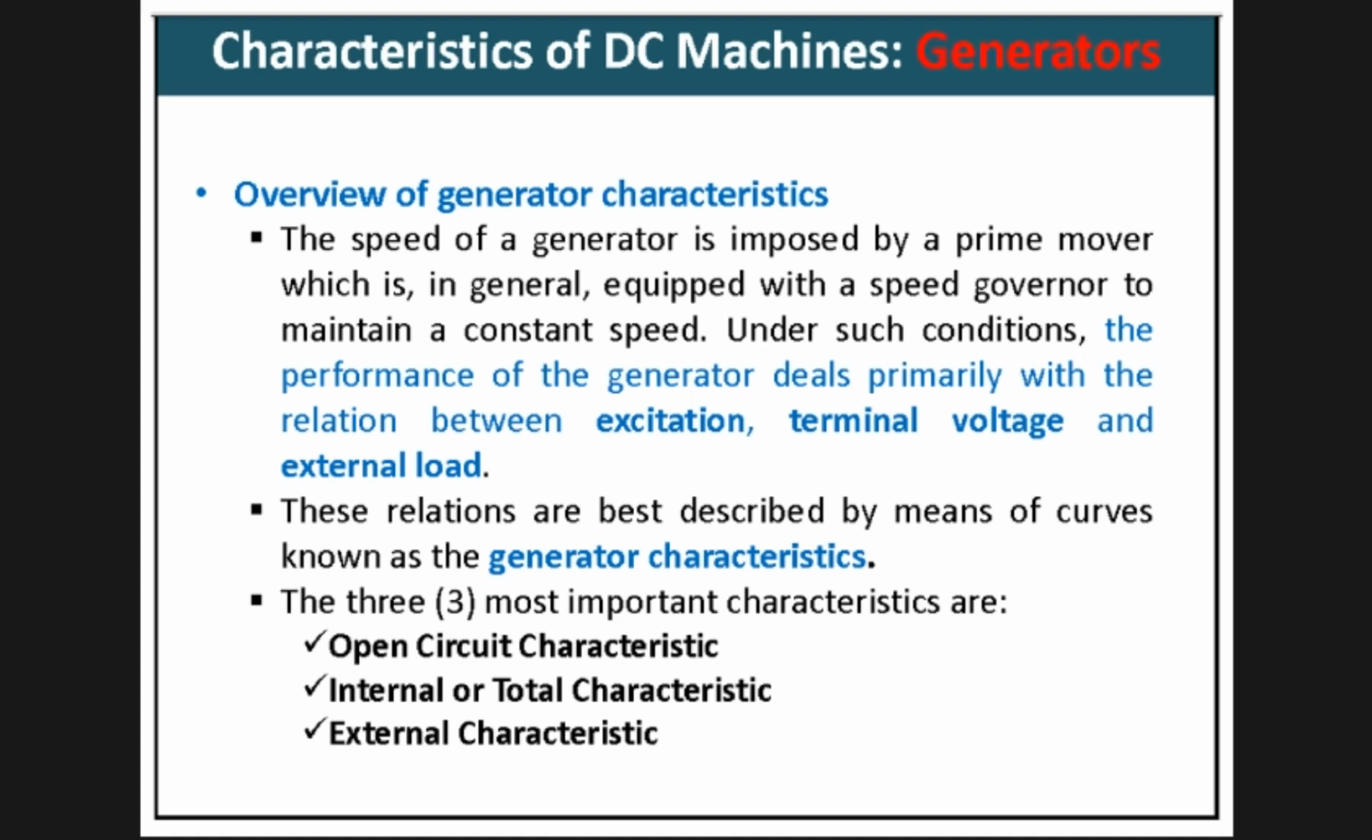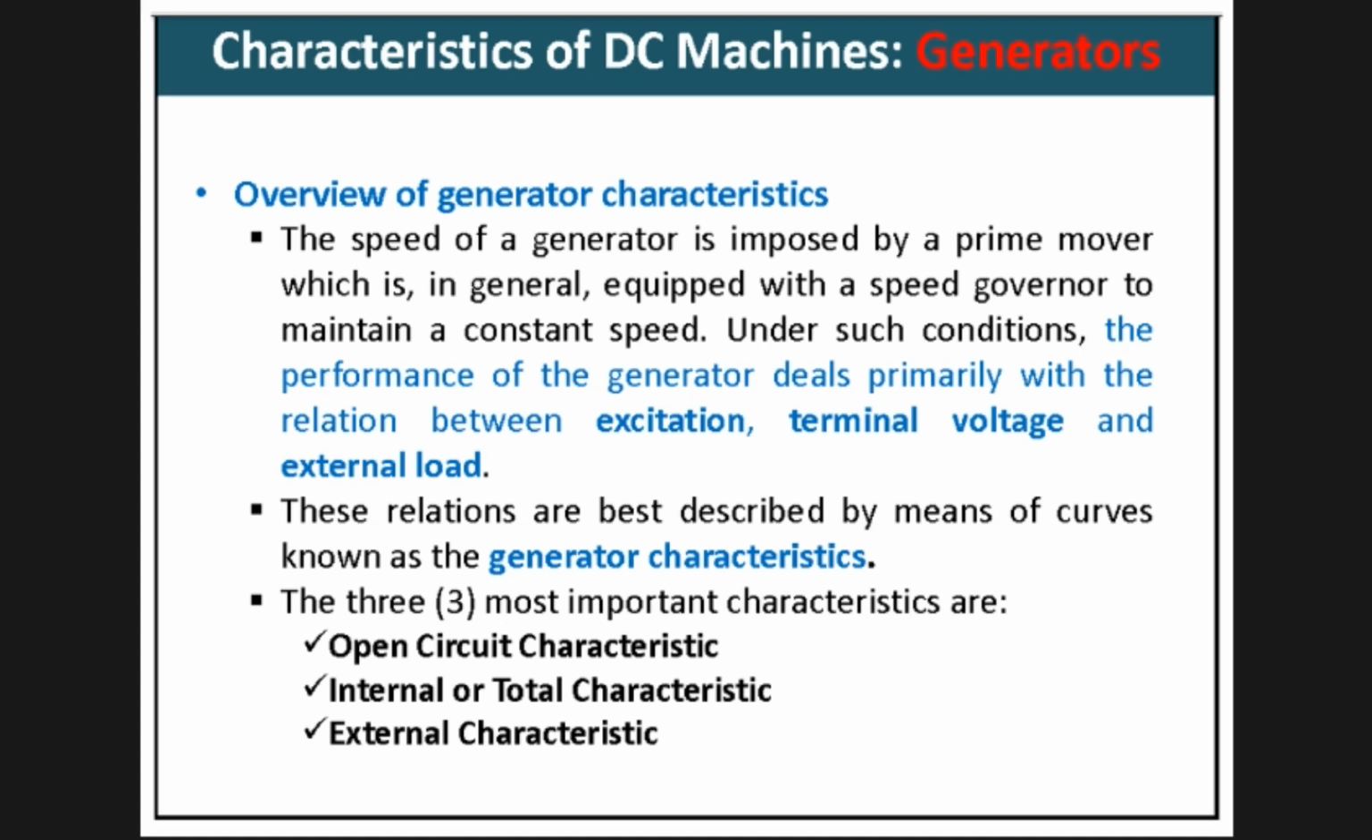The generator characteristics. The speed of generator is mainly dependent on the prime mover. That means if it is a generator, we have to rotate it using some external mechanical power. Maybe it is hydropower or thermal power, whatever it is, right? So the speed of the generator is mainly controlled by the external mover, the prime mover, right?